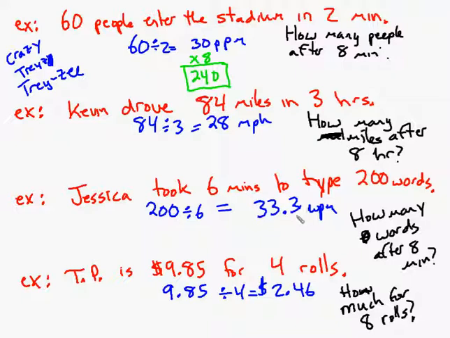You're so clever. Alright, 240 for the first. Hey, listen, 240 people after 8 minutes. Any questions? Then times 8 on the next one. And what do we get? How many miles after 8 hours? 224.